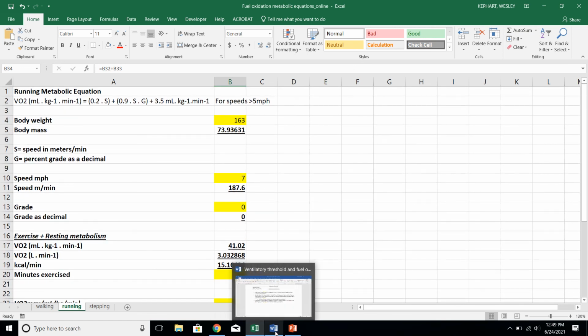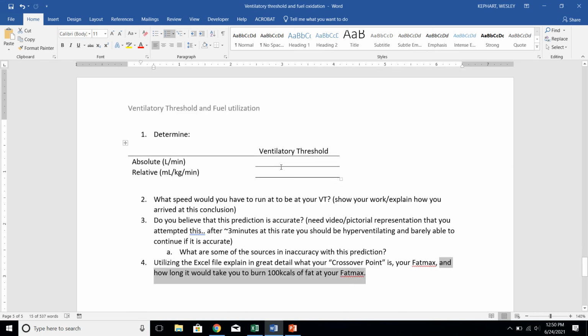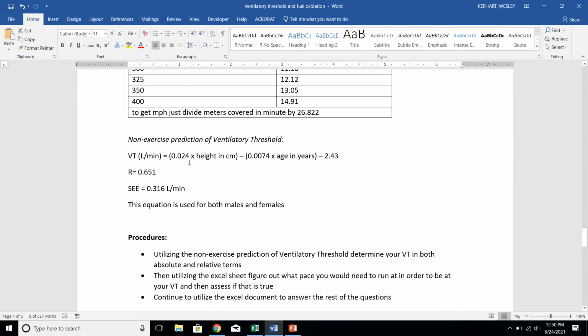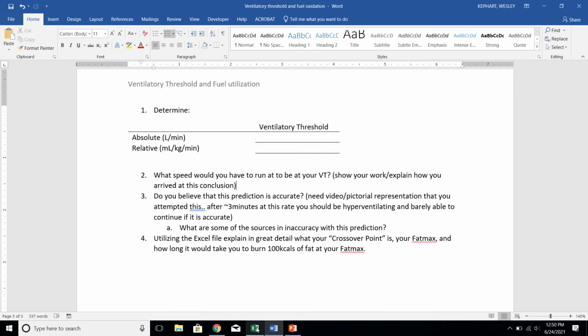Hopefully this makes sense. I know that there was a lot going on with this, but just to recap everything that you need to do. Here, ventilatory threshold, figure that out from this equation. Then, after that, you're going to be utilizing the Excel document quite a bit, showing your work, figure out what speed you have to run to be at your ventilatory threshold, tell me if it's accurate or not, then start figuring out your crossover point and your fat max and all of those different types of things. And really, that's truthfully going to be about it.